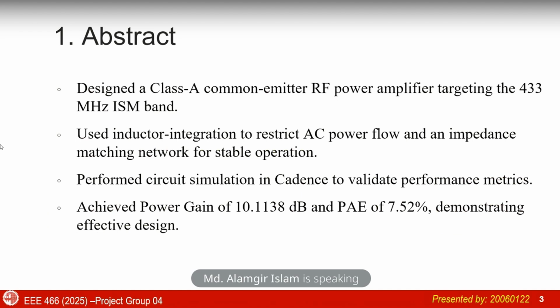Our project abstract: design a class A common-emitter RF power amplifier. Target frequency is 433 MHz, and we will use inductor-based AC power flow and an impedance matching network for stable operation. Our project will be performed in Cadence Virtuoso.